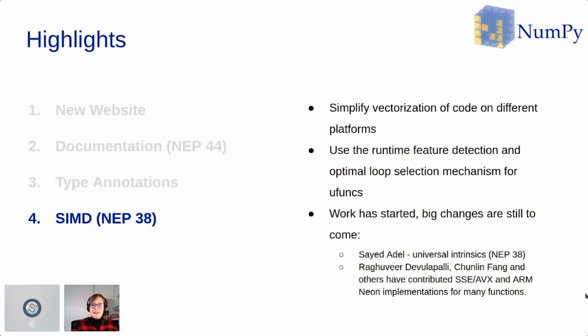Another highlight is the work being done to improve SIMD optimizations, to simplify vectorization on different platforms, and optimize the ufuncs mechanism. This is ongoing work, but has seen a lot of improvements in the past few months, but there's still much to do.